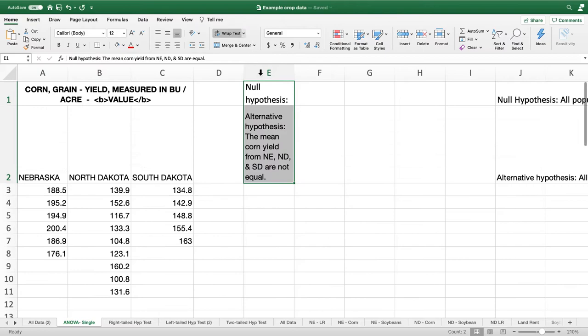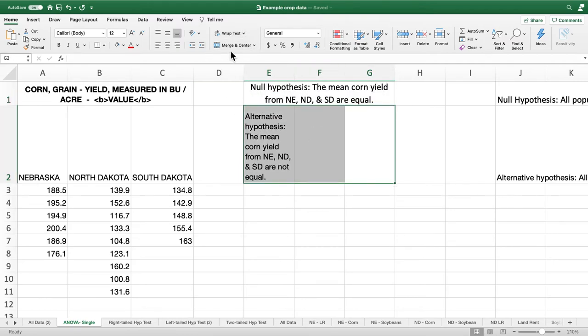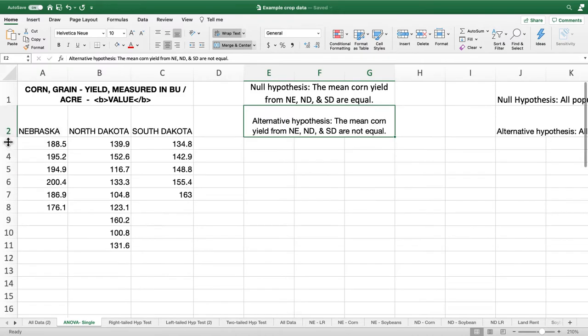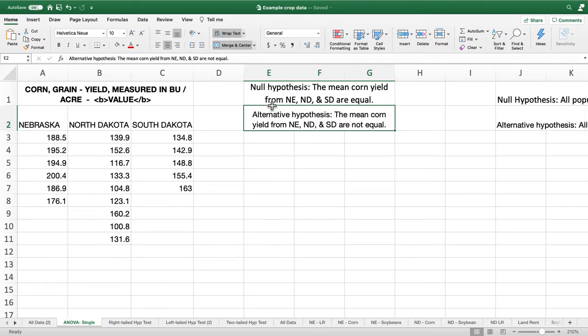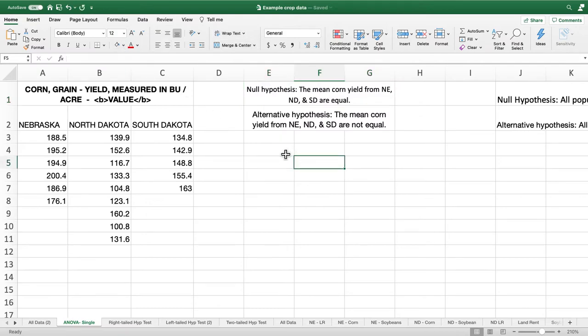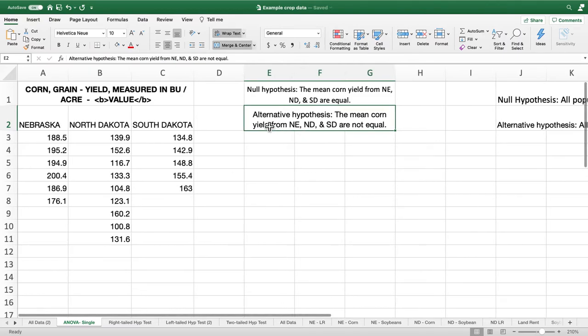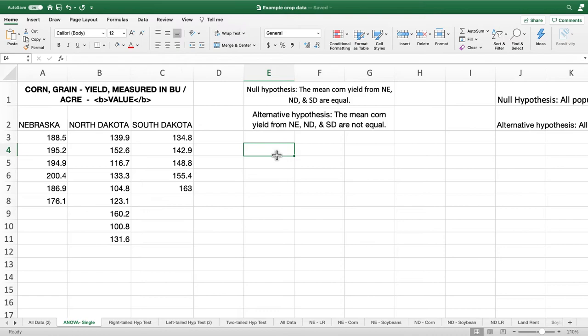So we'll just do some wrap text. We'll merge and center that so that we have a little bit nicer looking Excel file. All right. So those are my null and my alternative hypotheses. And this is what is always true when it comes to an ANOVA. The null hypothesis is always going to be that the means are equal. The alternative hypothesis is always going to be that the means are not equal.